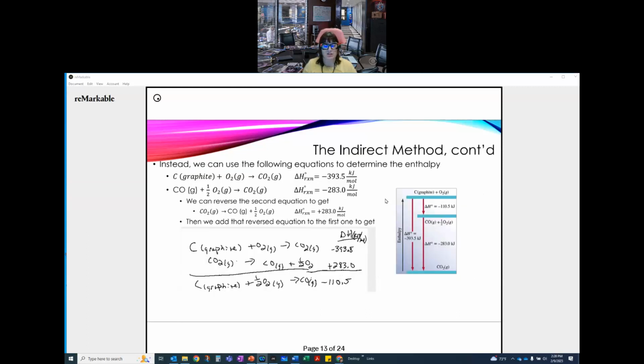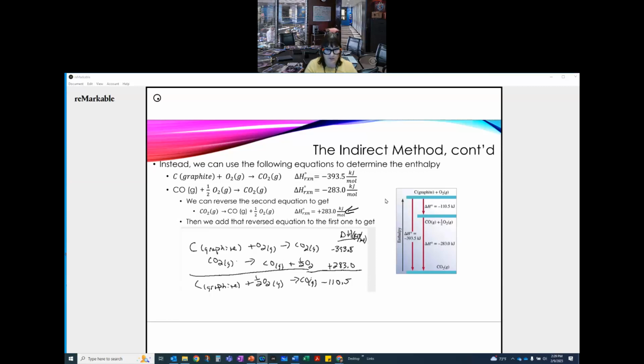So instead, we can use the following equations to determine the enthalpy. So C graphite plus O2 gives me CO2. CO gas plus 1/2 of an O2 gives me CO2 as well. I have delta H for both of those. If I reverse the second equation, I get CO2 goes to CO plus half of an O2. Okay, and of course I reversed it, so I changed the sign on the delta H. That's what's going on right here. And then I can take and add those together.